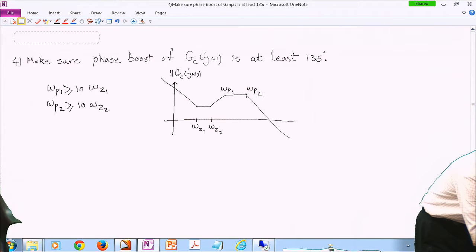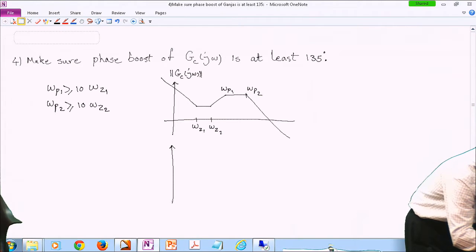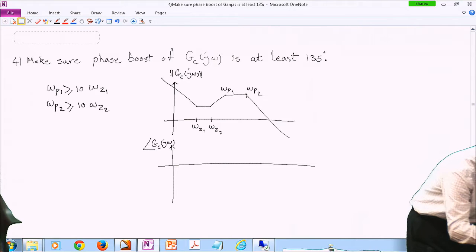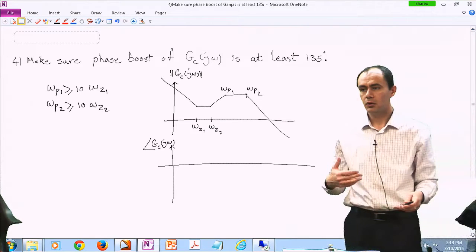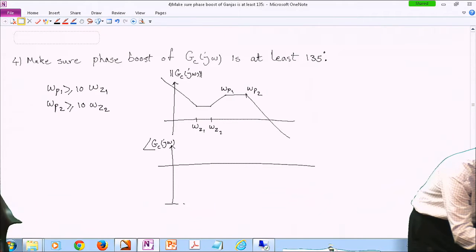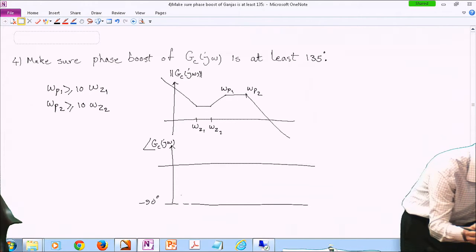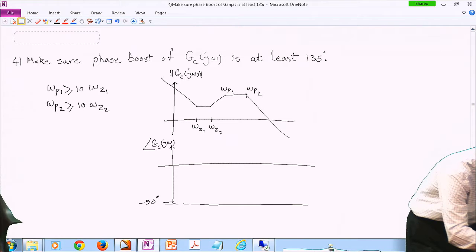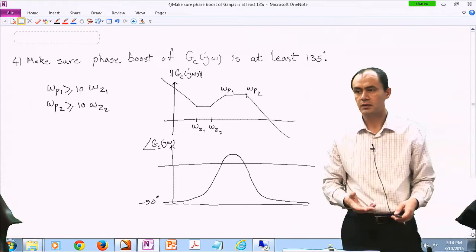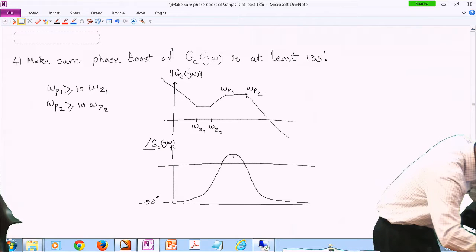Now here we only care about the phase. For this criteria, we only care about the phase. So if you look at the phase shift or phase delay, you have a pole at the origin, so your phase starts from negative 90 degrees. Then you hit basically 2 zeros, so your phase should increase. And then you hit 2 poles, so it has to go back to negative 90 degrees, something like that. So by phase boost, I mean this much.